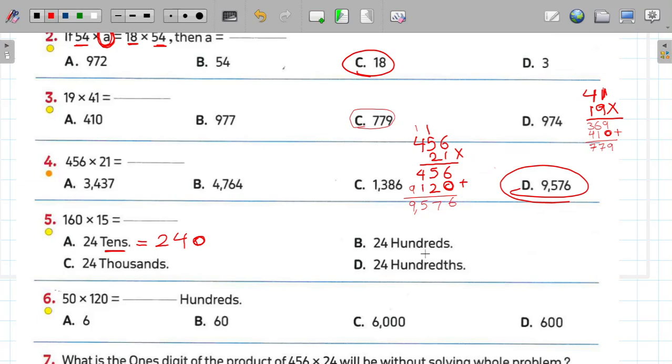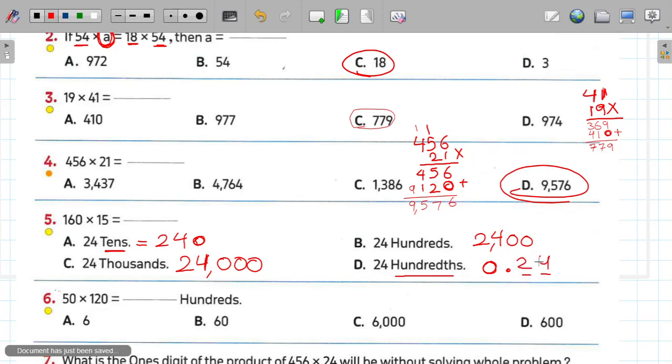Here I have 24 hundredths. So I will add 2 zeros. So it will be 24 and 2 zeros. So it's 2,400. Here I have 24 thousands. So I will write 24 and I will add 3 zeros. So it will be 24,000. Okay. And the last one I have 24 hundredths. It's a decimal number. So it will be 0 point, and I have 2 digits because it's hundredths. So it will be 0.24.